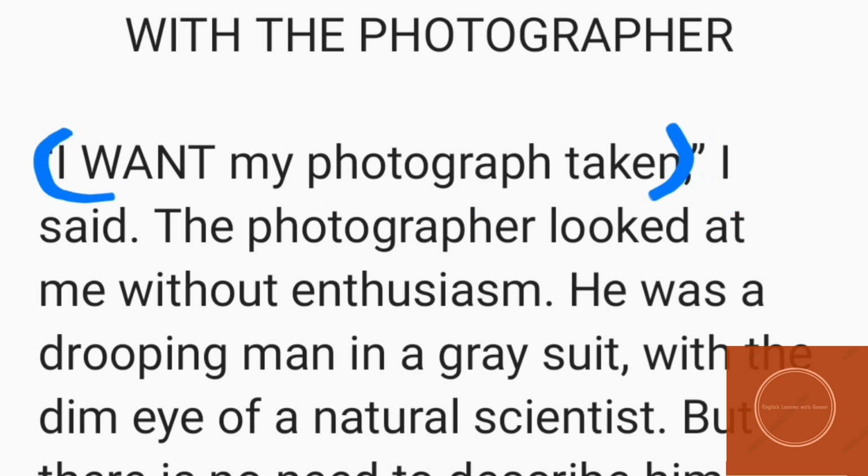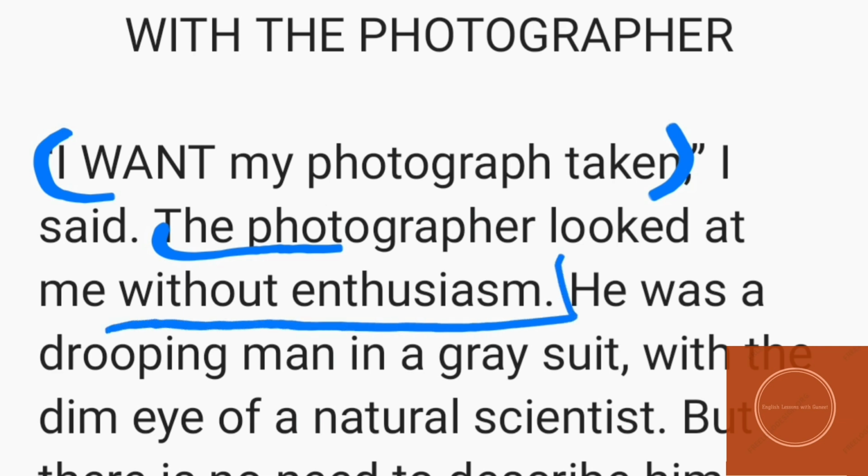And then, if we talk about the next line, it is that the photographer looked at me without enthusiasm. Usually when we enter a shop, the shopkeeper looks at the customer with some enthusiasm because they want to make more and more sales. But here, the photographer looked at his customer, the narrator, without enthusiasm.